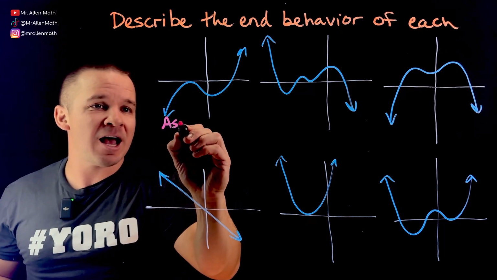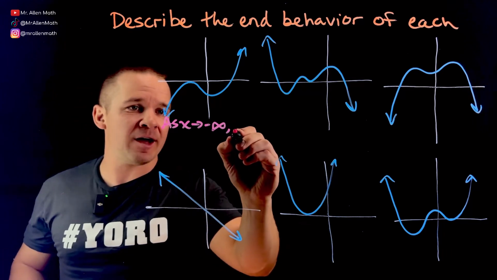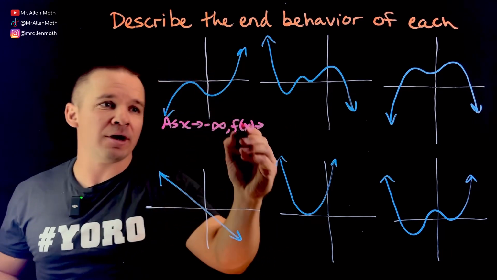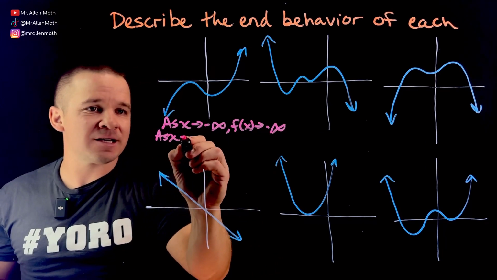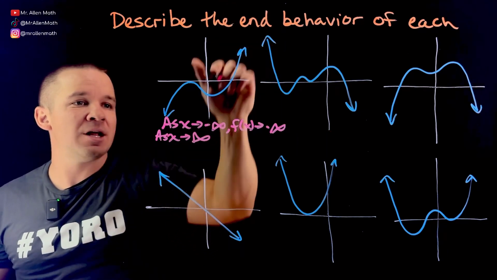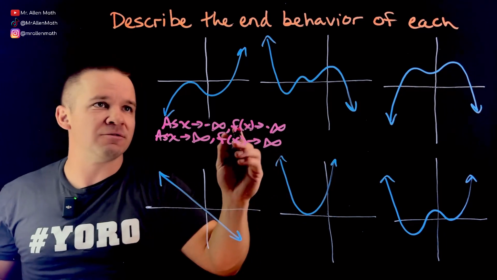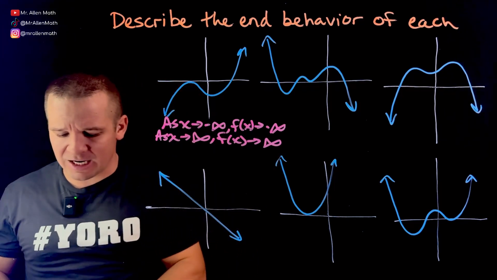So as x approaches negative infinity, what is our graph doing? F of x is approaching, as we go this way, it's going down, negative infinity. Beautiful. And as x approaches positive infinity, so as we go to the right, what's this graph doing? It's going up. So we get f of x is approaching positive infinity. Beautiful. First one, done. All right, next one, we'll switch colors here.